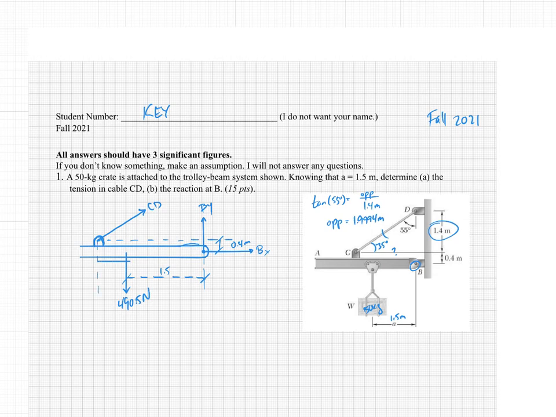Okay, so here we go. Oh, that should be dotted. Give me my little eraser here. All right, so that distance is 1.994 meters. All right, so that's our free body diagram.